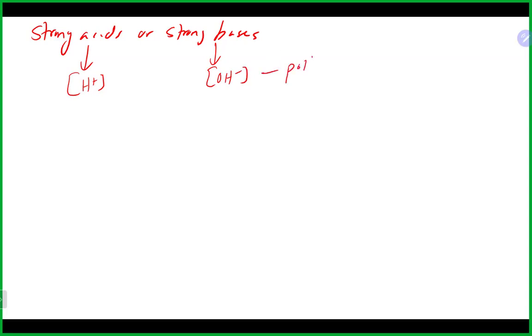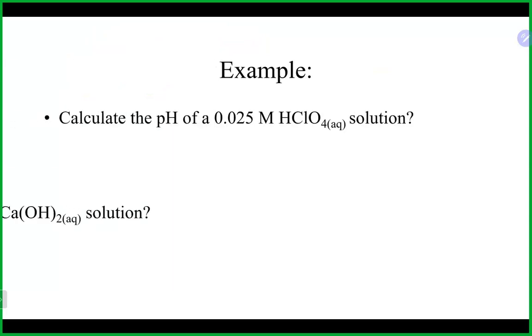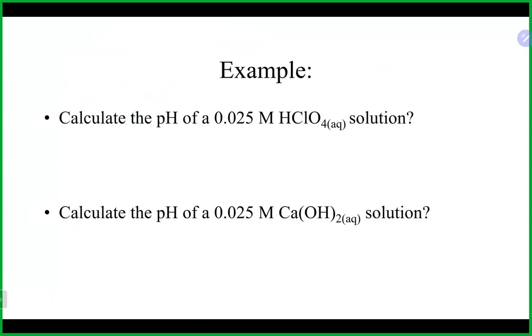That will allow you to get the pOH. For the strong acid, that would allow you to get the pH directly. For the strong bases, as we talked about, you have to do an additional step: after you get the pOH, you have to convert from the pOH to the pH. So why don't you try these couple of examples and see what you come up with. We want to know what is the pH of a 0.025 molar perchloric acid solution and a 0.025 molar calcium hydroxide solution.